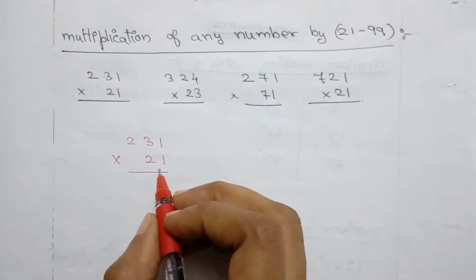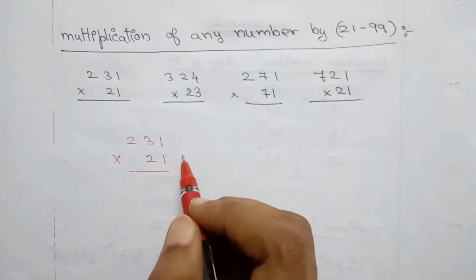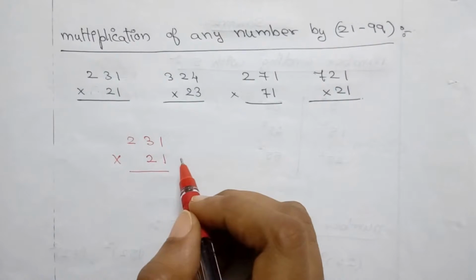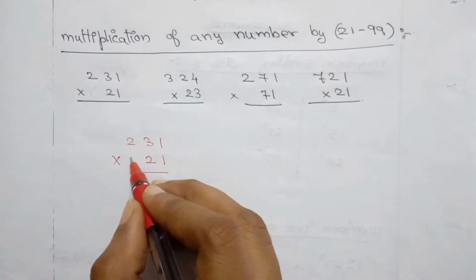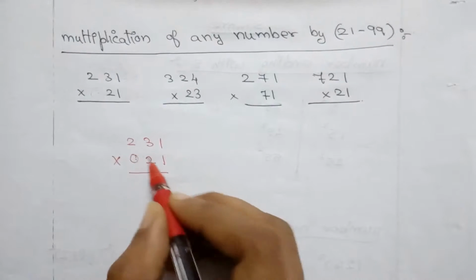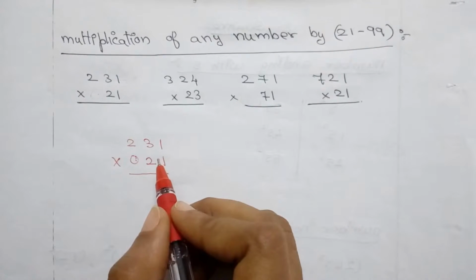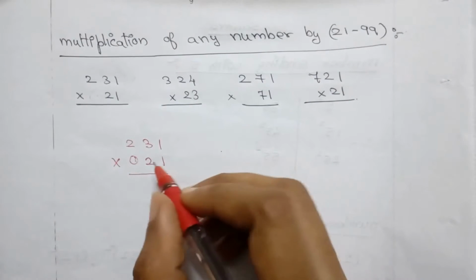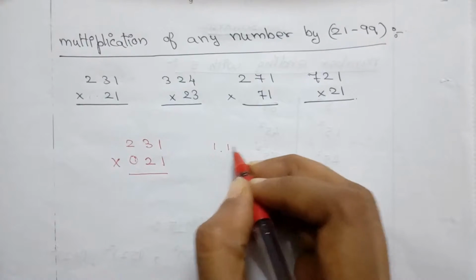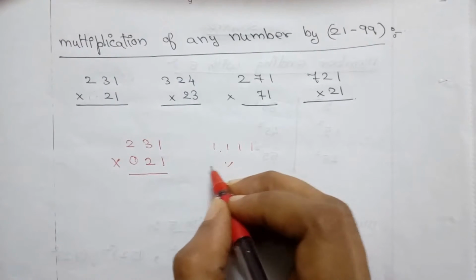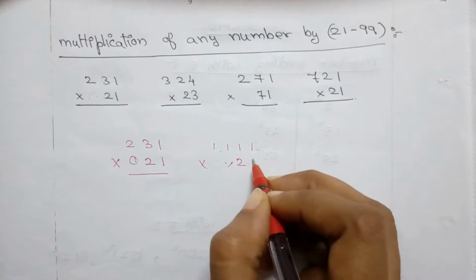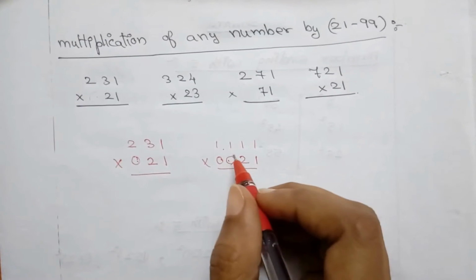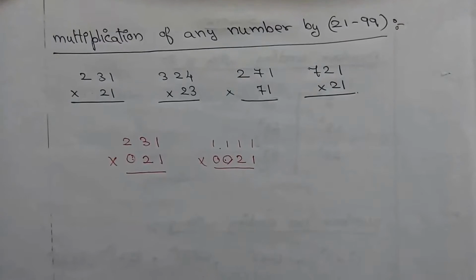For multiplying any 3-digit or 4-digit number by 21 to 99, I have one vacant place over here which I can replace with 0, and I can use the 3 cross 3 multiplication, which I have already explained. If it is a 4-digit number, then you can replace it with 2 zeros over here. Like if I have 4 ones multiplied by 21, then I will replace it with 2 zeros over here, and I will do the 4 cross 4 multiplication, which I am going to teach next.